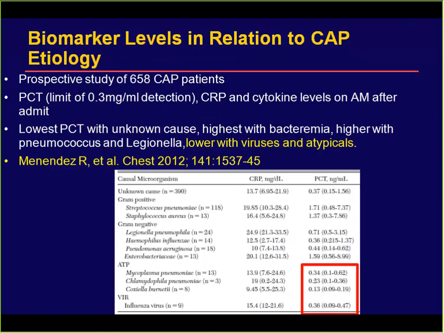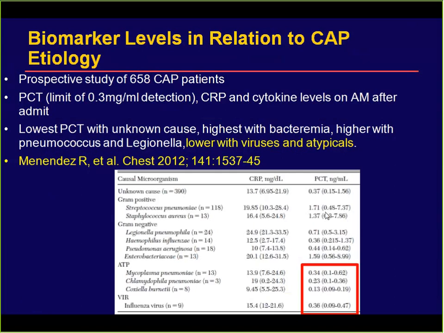assay. More recently, there was a study of 650 community-acquired pneumonia patients where they looked at all the pathogens that are shown here. They looked at C-reactive protein and procalcitonin, and if you look, for example, at atypical pathogens, the levels for mycoplasma and chlamydophila were quite low compared to pneumococcus. Again, not quite as discriminating with the C-reactive protein, but with Legionella, the levels were, again, not necessarily high enough to tell you that you would want to use antibiotics. The levels with Legionella were 0.7. The levels were much higher with bacterial infection.